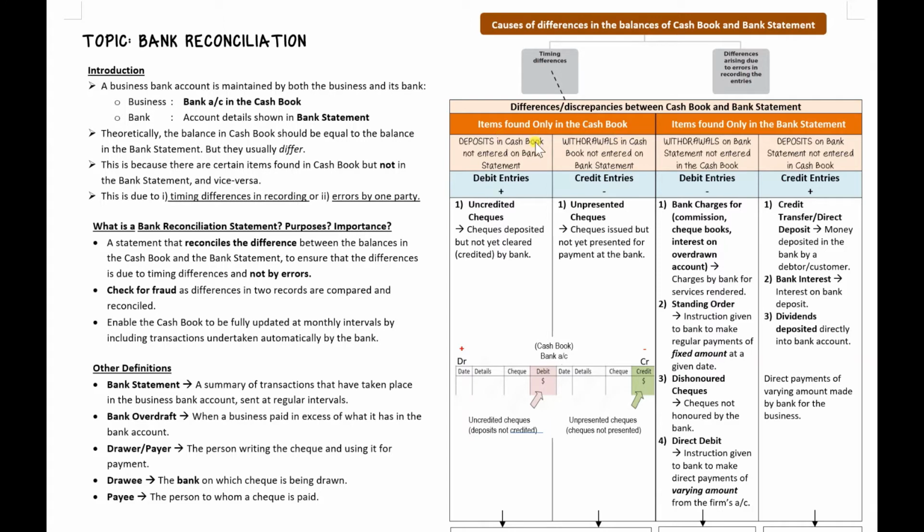So, the debit entry: uncredited check. If there is an item in the cash book but not in the bank statement, this is called an uncredited check, a check deposited but not yet cleared or credited. We debit, but the bank credits. So the check was deposited into our bank account but not yet cleared by the bank. For example, a person deposits money into our bank account using the ATM late on Saturday night, but the bank is not open on Sunday. That's why it is not yet credited.